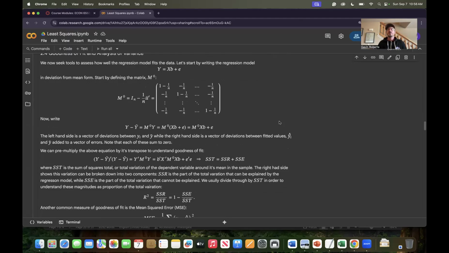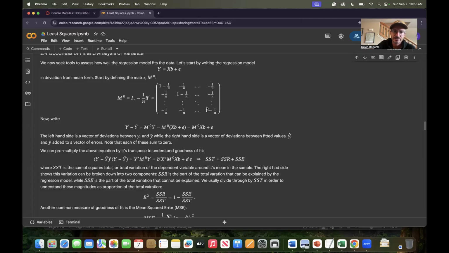This is also a good opportunity to talk a little bit more about matrix algebra and how it's useful to derive things and come up with new ideas in data science in places like regression. So we're thinking about our sample regression model right here. We're going to start by writing our regression in the deviations from a mean form.